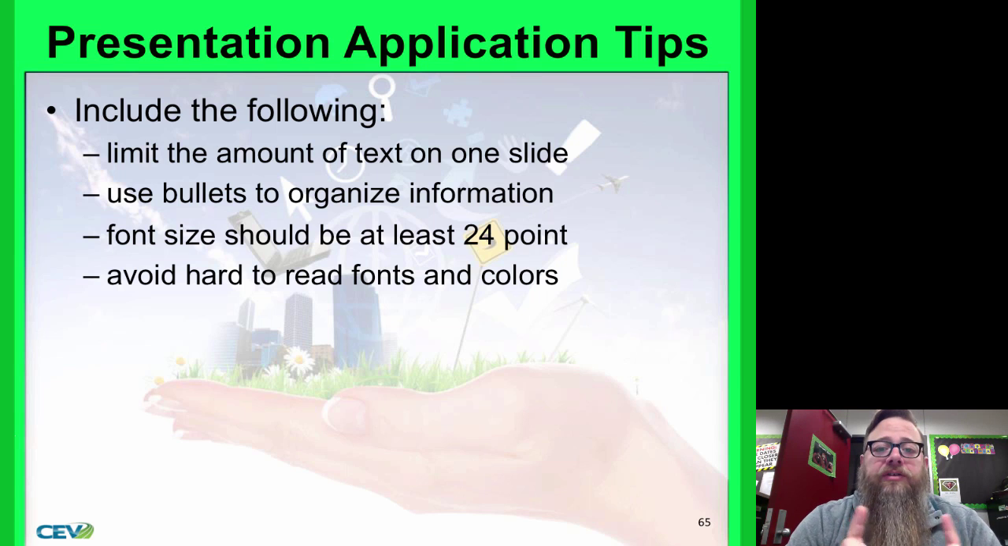Here's some tips about creating a presentation. Limit the amount of text that you have on one slide. If you want somebody to read a paper, then you should just write a paper and give it to them. So try to not put a huge amount of text on slides, just the big points and pictures to go along. Use bullets to organize your information. Font size should be at least 24 points. Now that kind of depends on the font, but it needs to be big enough so that people in your audience can see. And avoid hard to read fonts, the scripts and things like that. They're hard to read, and so they basically end up being kind of useless.